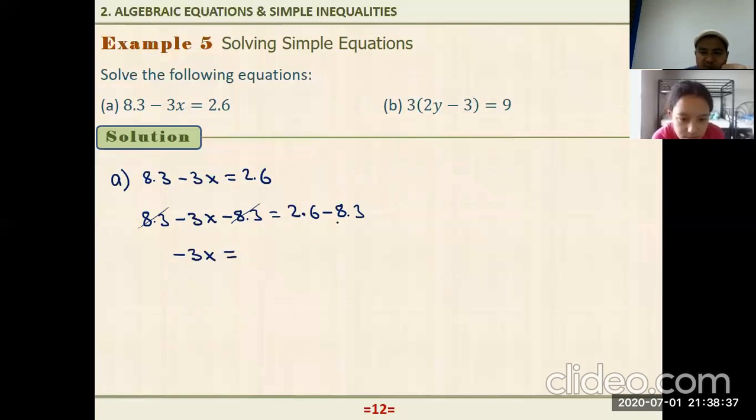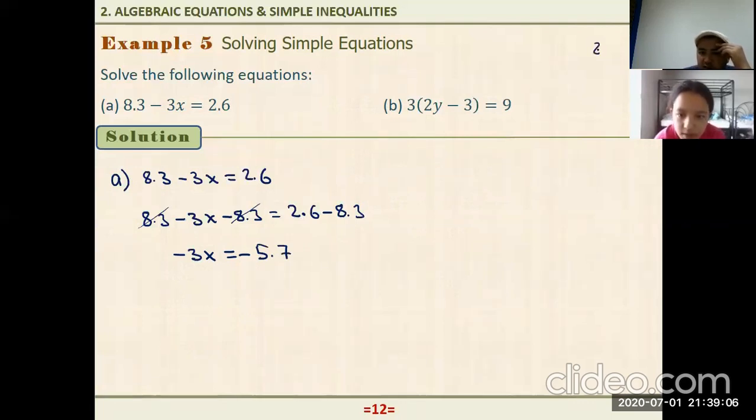What is 2.6 minus 8.3? That's negative, because 8.3 is greater, right? Its sign is minus. Now we have to subtract: 83 minus 26. What is it? 57. So that is 5.7. You know how to subtract, right?